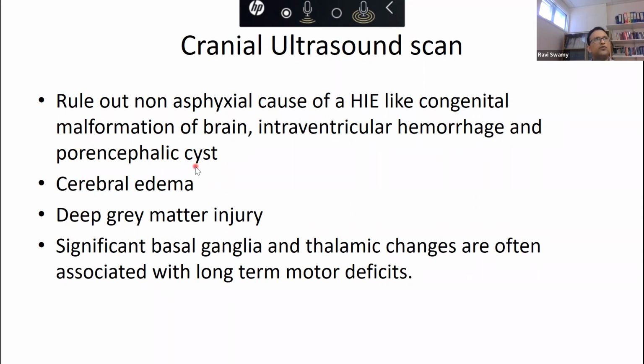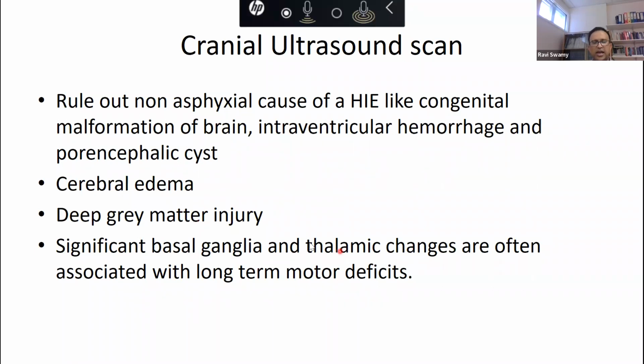The main thing you look for in a term baby is cerebral edema. I'll show you some images of cerebral edema, because this is a classical marker for HIE. So we want to rule out cerebral edema. And then the second thing you want to look for is the deep gray matter injuries, which is basically the basal ganglia and the thalamus injury. That is what you look for.